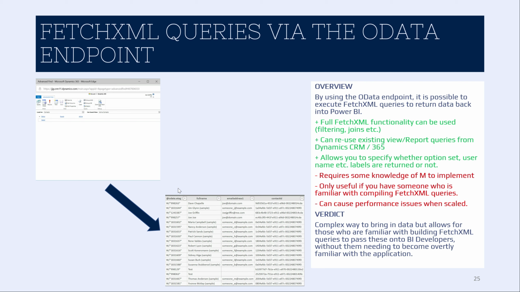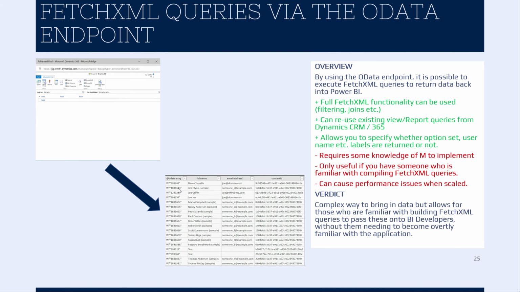So if you've got more advanced requirements, such as aggregations, and you want to do that at the platform level instead of having to worry about doing it in Power BI, then FetchXML could be a really good option to consider. However, it's not going to be a straightforward option. You'll need some knowledge of how to work with M query code, Power Query code, and having familiarity with FetchXML is going to be crucial. But if you've been using Dynamics CRM previously and you've got an existing catalog or library of FetchXML queries, this could be a really good option to help you along.